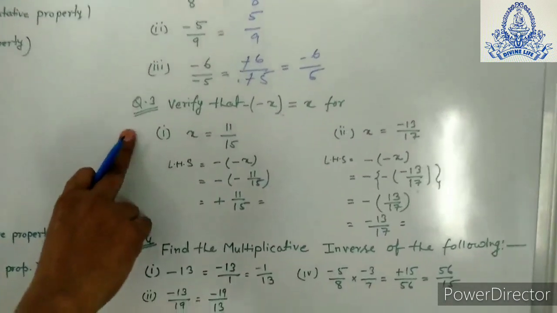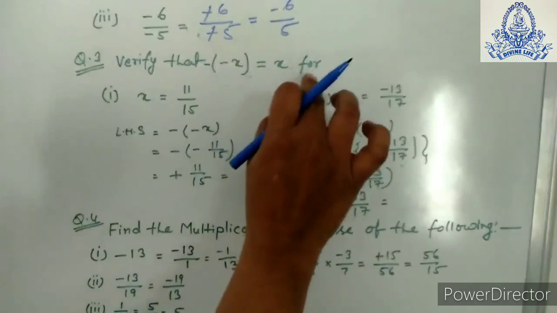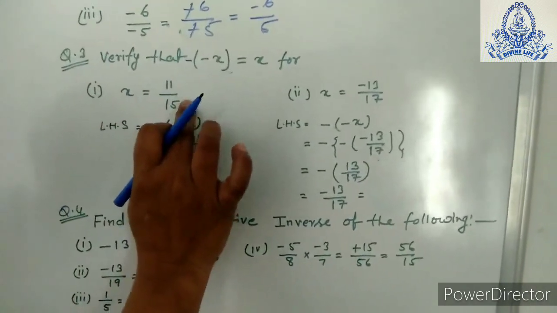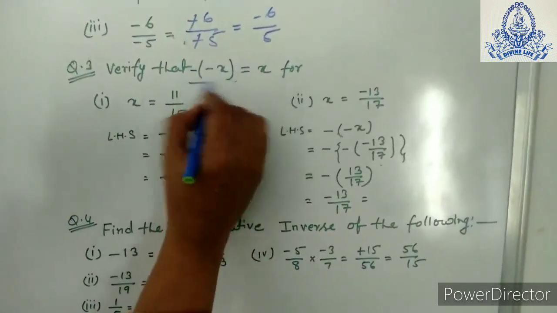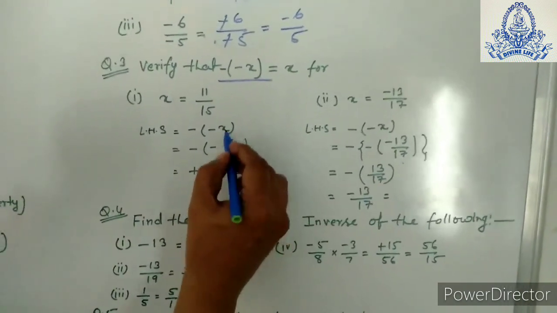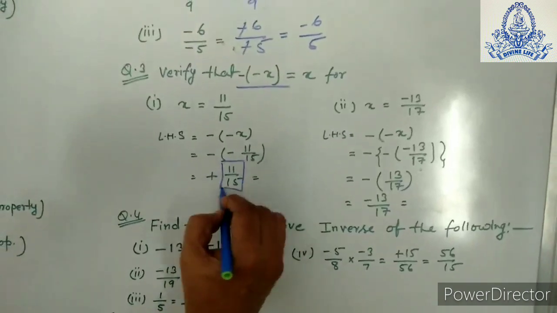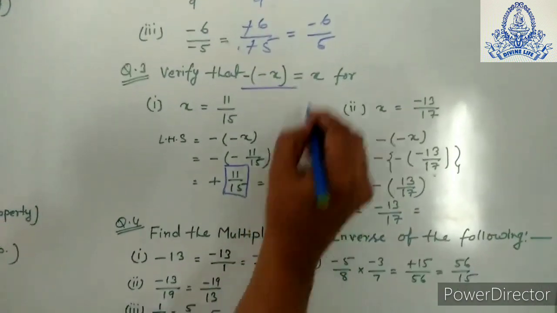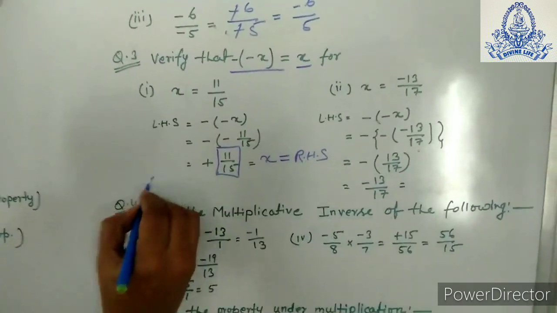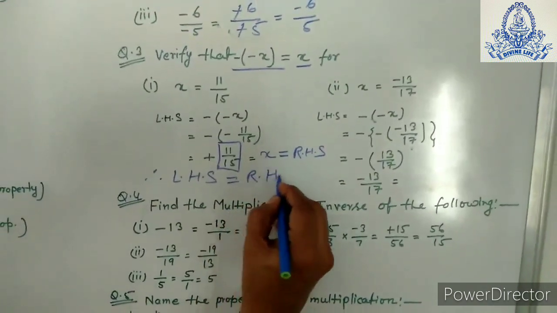Now question number 3, verify that minus of minus x equals x, where the value of x is 11 upon 15. First we will take the left hand side, minus of minus x. Putting the value of x, 11 upon 15, we will get 11 upon 15, which is equal to x, which is equal to the right hand side. Therefore, left hand side is equal to right hand side.